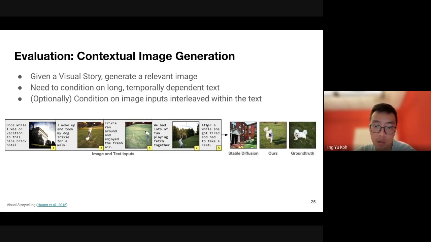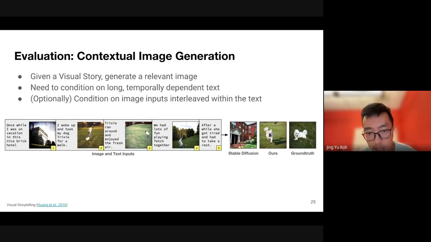We put this entire sequence into Gill and some baseline models. And it has to decide what the correct image is for the last story sequence. So this not only requires processing the last text input, but it requires processing the previous text inputs and possibly the image inputs to generate good outputs. Because if you look at just the fifth story caption, "after a while, she got tired and had to take a rest," if I didn't read any of the story before this, I would probably think that this was describing a human or something. But it actually describes a dog.